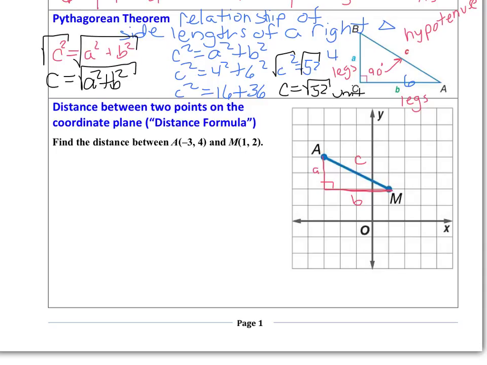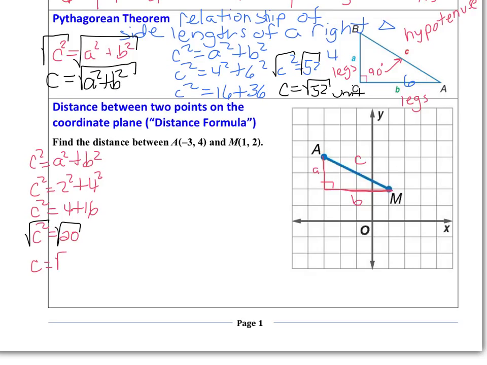And I'm just going to use the Pythagorean Theorem. c squared equals a squared plus b squared. c squared equals, well, I'm just going to count what a is. a is just two boxes here, so 2 squared. And b, I'm going to count the boxes, and I can count that because they're perfectly vertical or horizontal. So b is 4 units long. So in our example, we have c squared equals 4 plus 16. c squared equals 20. And I'm going to take the square root of both sides, and I have c equal to the square root of 20.